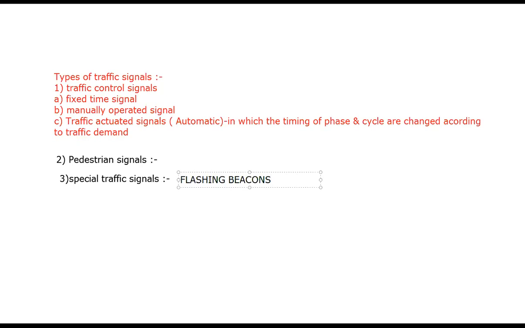So when the signal is red, the vehicle shall stop before the nearest crosswalk, and when it flashes the yellow signal, it means the driver may proceed with caution. Okay. So these are the types of traffic signals.